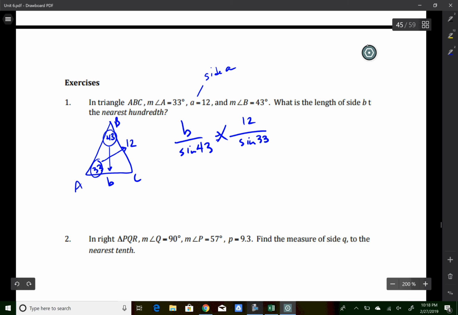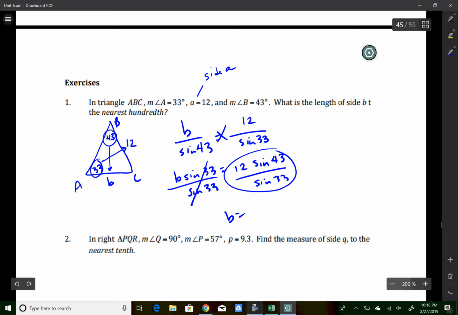Cross multiply, I get B sine of 33 is equal to 12 sine of 43. Divide by the sine of 33. Those cancel, and B comes out to be whatever this is in my calculator. All right, so type it in, see what we get. Again, you should be typing this in with me.